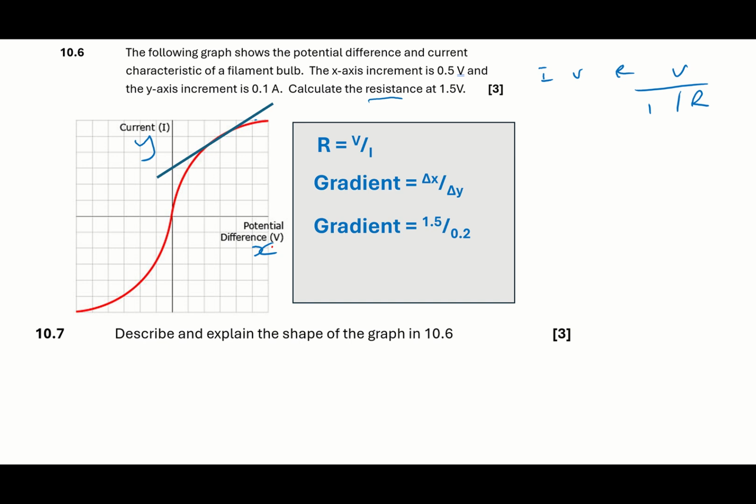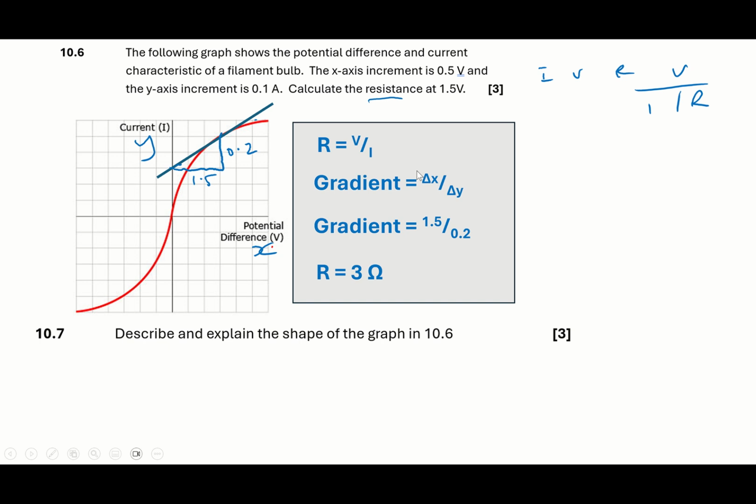So here we can see, well, what have I done? I've made it easy for myself. I'm going to draw a little triangle there. This change is roughly 1.5. This change is roughly 0.2. And I'm going to do 1.5 divided by 0.2. So the resistance is 3 ohms. Lovely question, but pretty tricky.